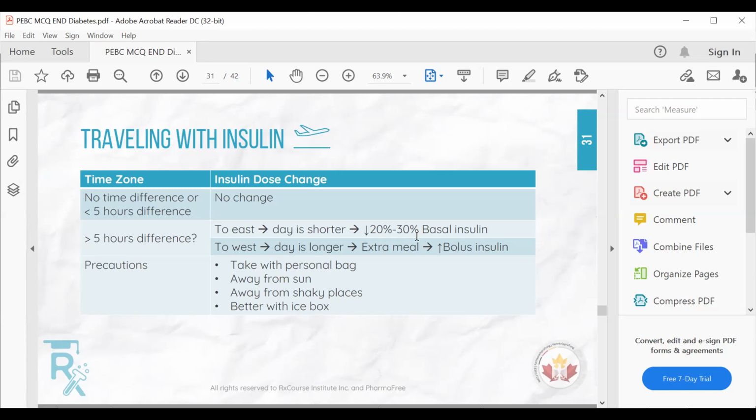Make sure that it's not exposed to sun. Make sure that it's not shaken. Insulin shouldn't be shaken, and it's better to keep it with an ice box. However, we know that insulin can be kept outside the fridge for 28 days.